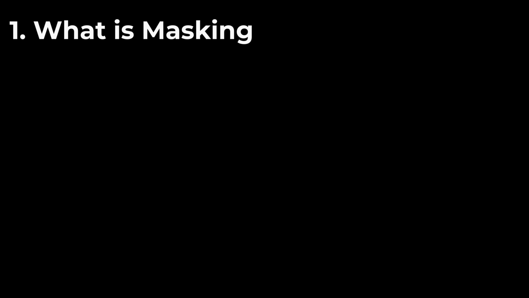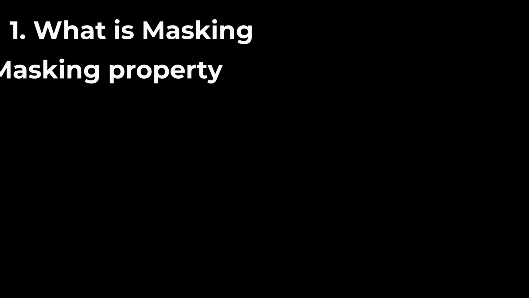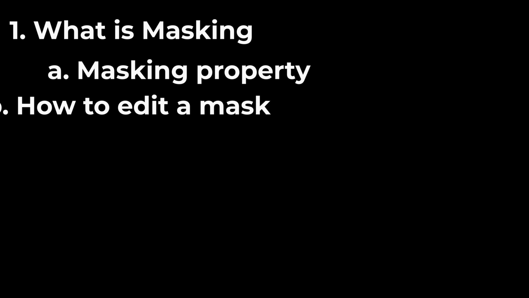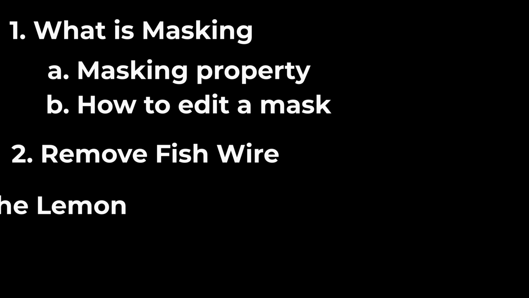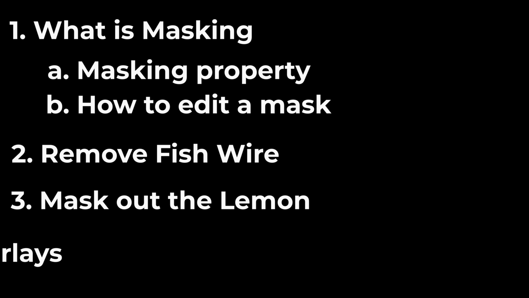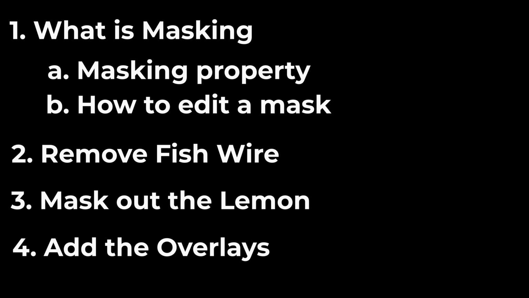First, we're going to discuss what is masking, masking properties, and how to edit a mask. Second, we're going to remove the fishing wire from the bubbly bottle. Third, we're going to mask out the lemon. And finally, we're going to add the bubble overlays.